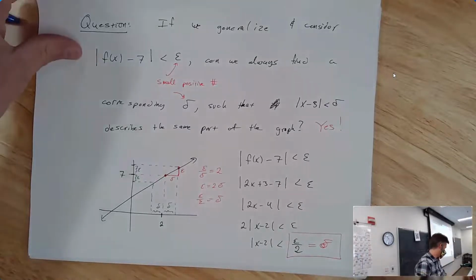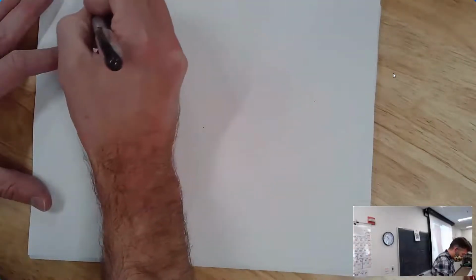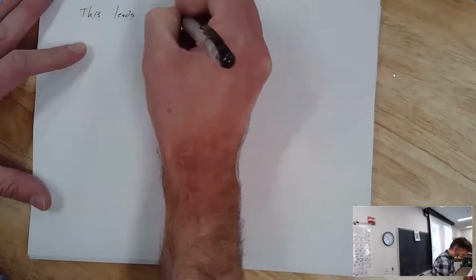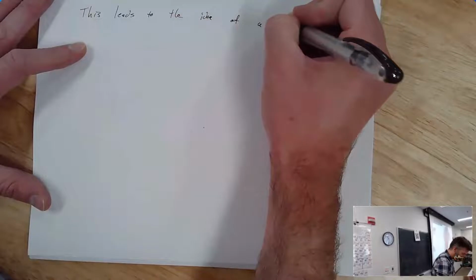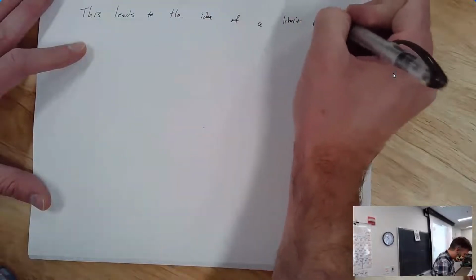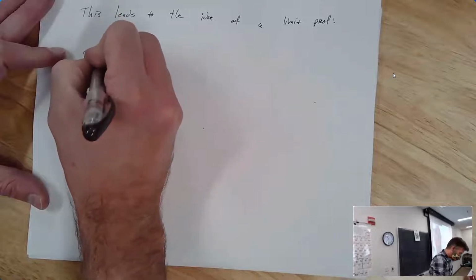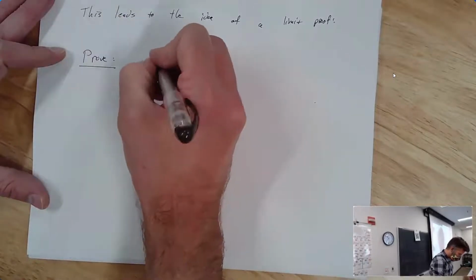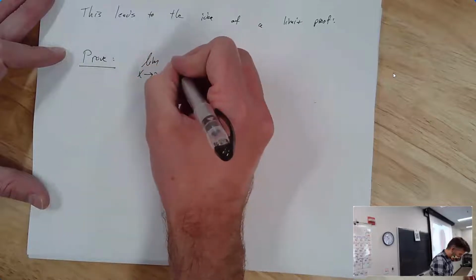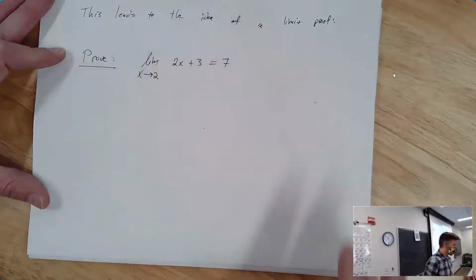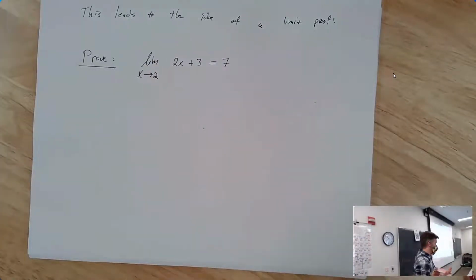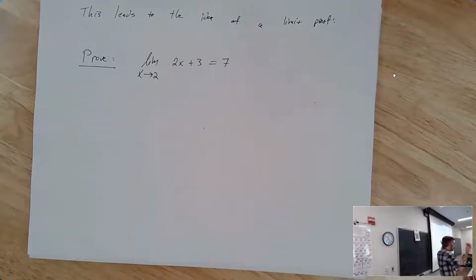Because our goal here, in fact, we're going to do it. This leads to the idea of a limit proof. So we want to prove the following. Prove the limit as x approaches 2 of 2x plus 3 equals 7. It seems pretty obvious, I feel like. Not that it seems obvious, but if someone said to evaluate this limit, it would be easy, right? You'd say, I'm just going to throw 2 in for x and done. But proving a limit is a very different thing than evaluating one.